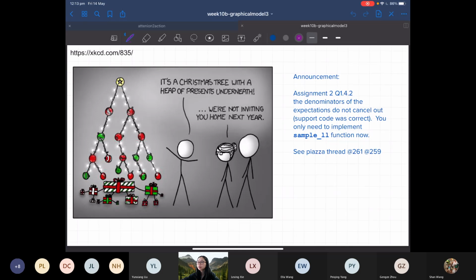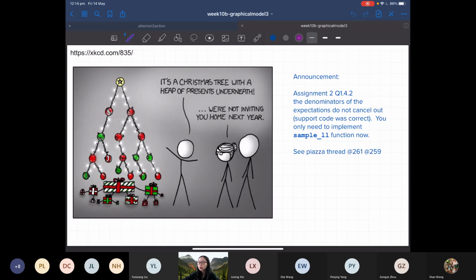Basically, one of the assignment questions was incorrect. The denominator of the term does not cancel out. You just need to implement the code for now. Don't worry about deriving it. But the support code was actually correct.